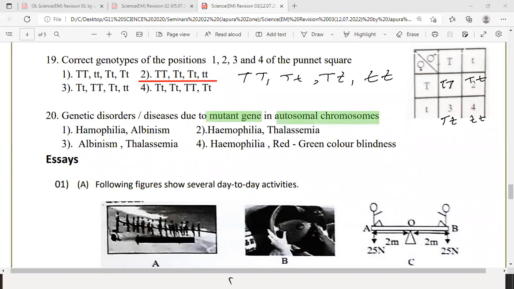What are the 2 types of chromosomes you have? Sex chromosomes and autosomal chromosomes. How many autosomal chromosomes? 44. How many sex chromosomes? 2. Altogether 46. Out of 46, the first 44 are autosomal chromosomes. The last 2 chromosomes, either XX or XY, are sex chromosomes. So there are some inherited diseases or hereditary diseases or genetic disorders caused by the sex chromosomes. Some diseases are caused by autosomal chromosomes.